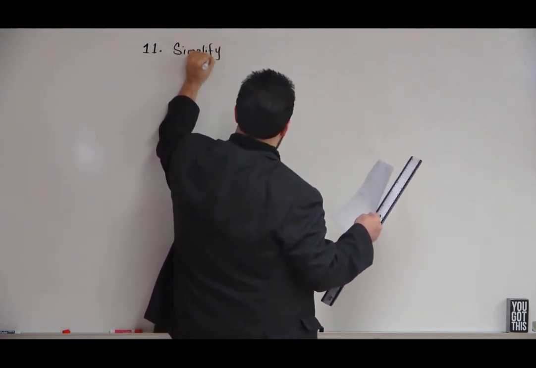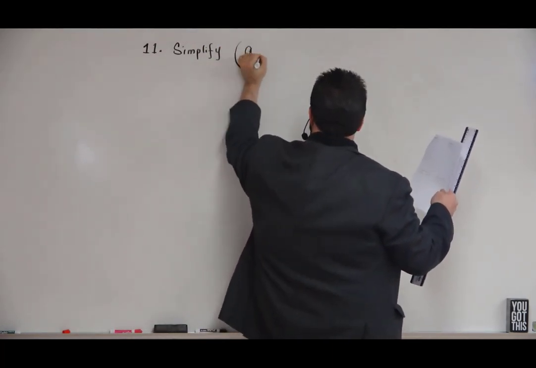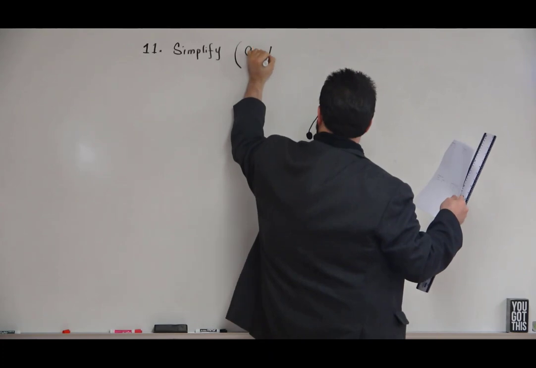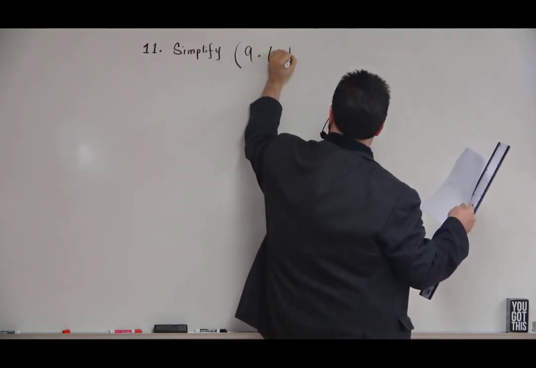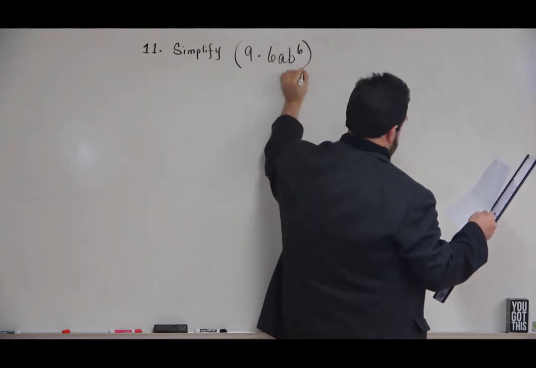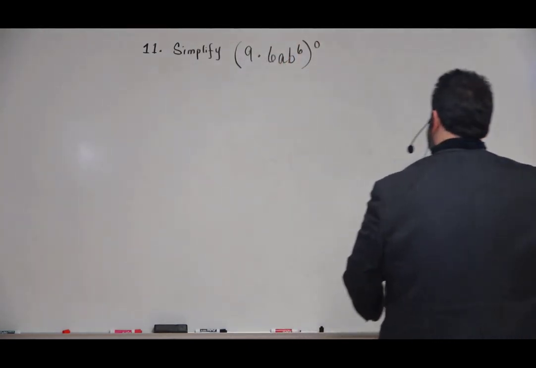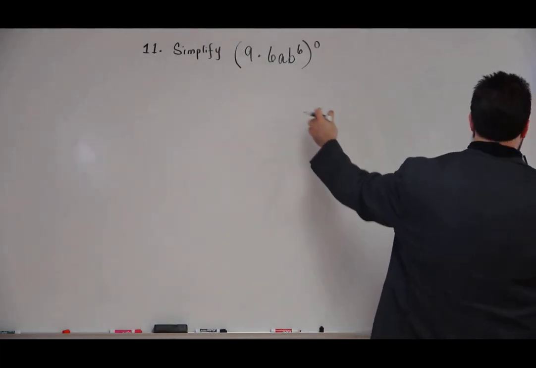Simplify 9 times 6ab. B is to the power of 6, and then 0. Okay. Now, please write this down, okay?